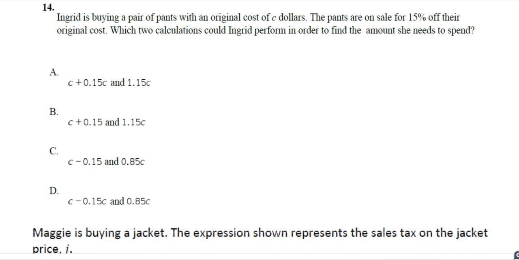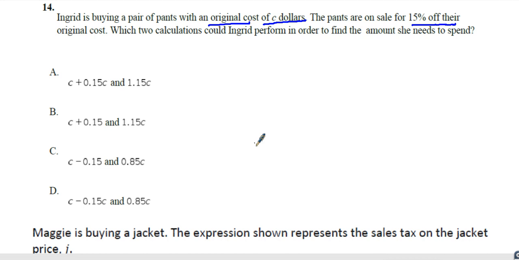Ingrid is buying a pair of pants with an original cost of C dollars. The pants are on sale for 15% off their original cost. Which two calculations could Ingrid perform in order to find the amount she needs to spend? So the original cost was C dollars.